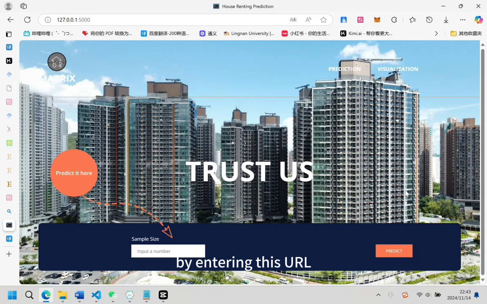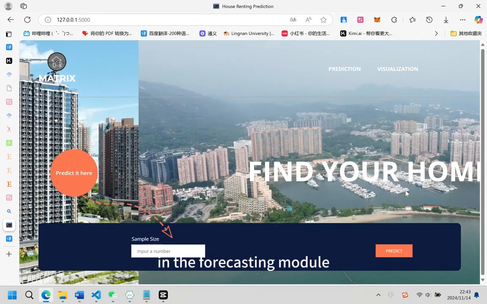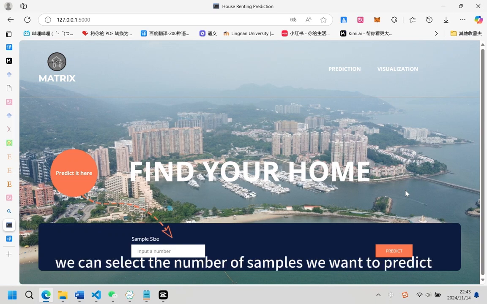By entering this URL, we will access the main page of the front-end project. The main page features a forecasting module with a carousel in the middle and the forecasting section below. In the forecasting module, we can select the number of samples we want to predict.